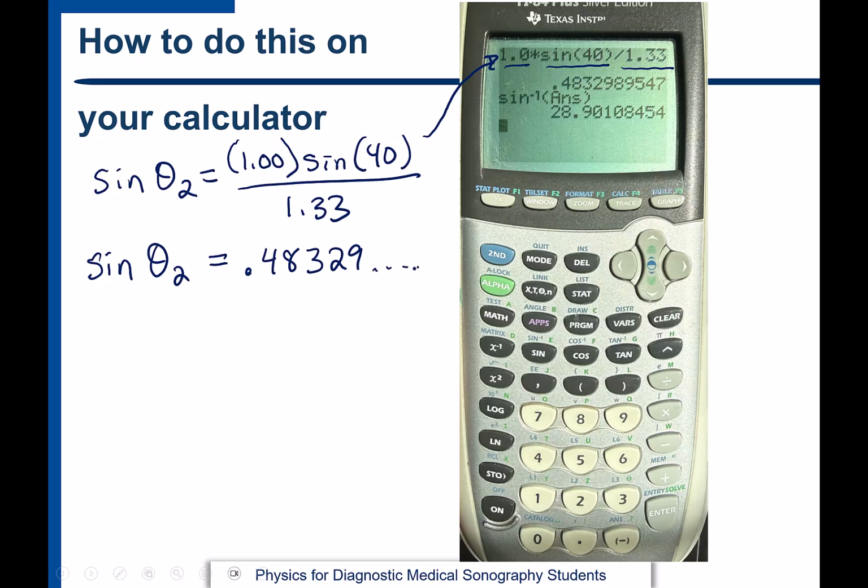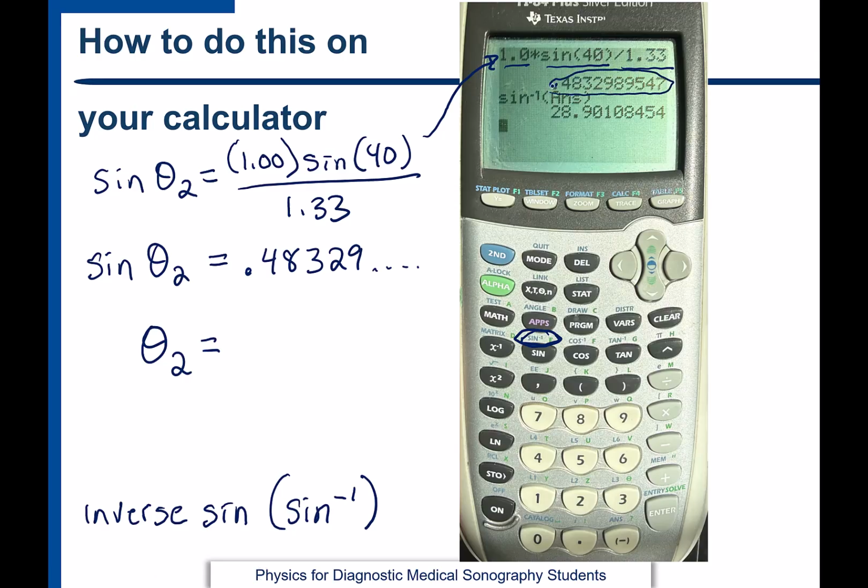Okay, so now how do I get the final answer for theta 2? It's actually really easy. You'll notice this is inverse sine right here. Sine to the minus 1 is inverse sine. Let me just make a note of that. The way we write inverse sine is sine to the minus 1. So I need to take the inverse sine of this number. That's what we need to do to finish the problem.